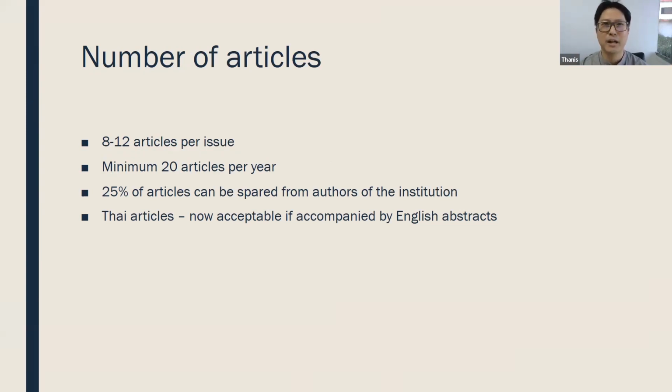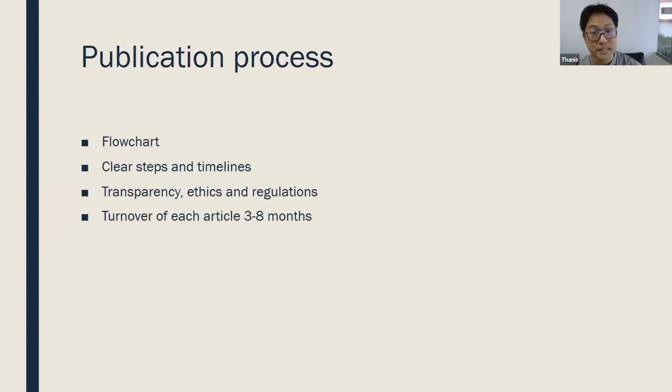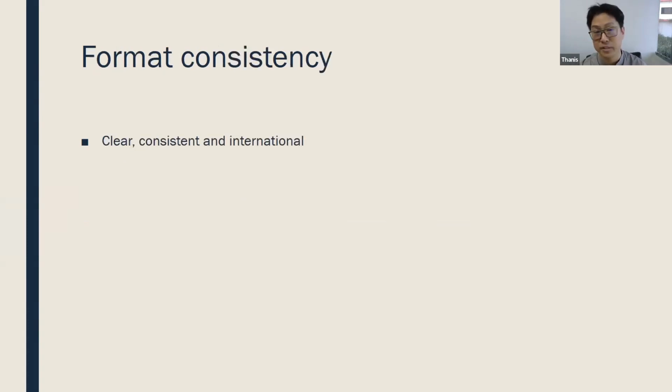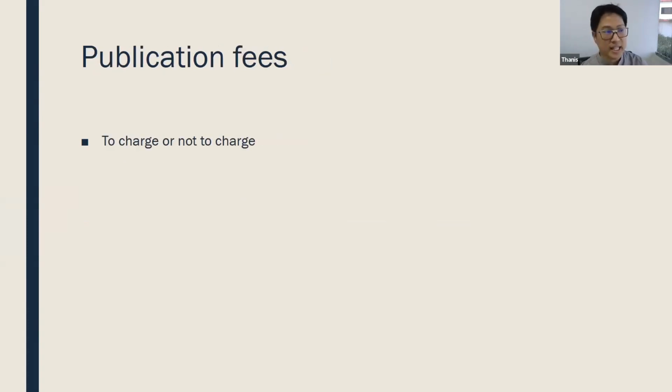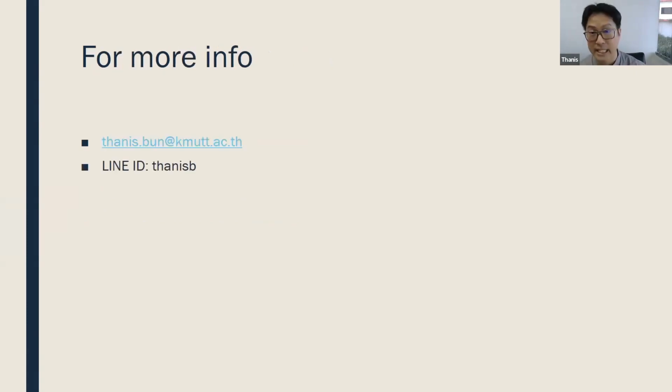Sometimes, once you run a journal, there would be people asking for help, right? Can you please publish this? Can you please publish that? I'm sure you can help someone, but you just have to manage it well. The process must be clear. If you can include the flowchart, then do it. Consistency is the key. And if you want to collect the money, just make sure you put it on the website.